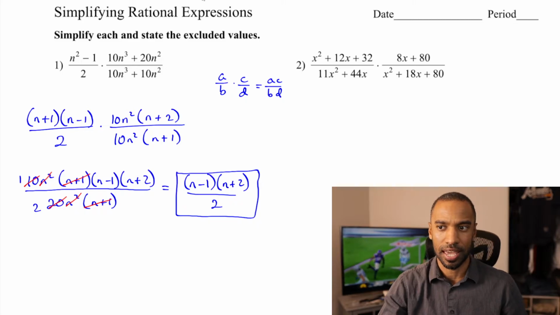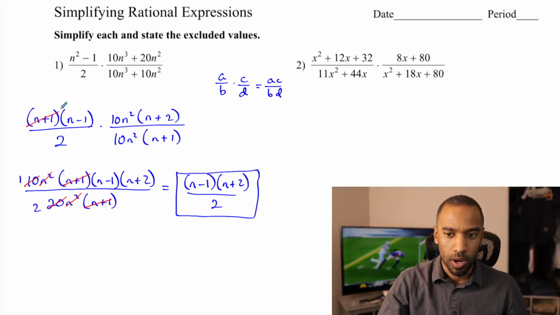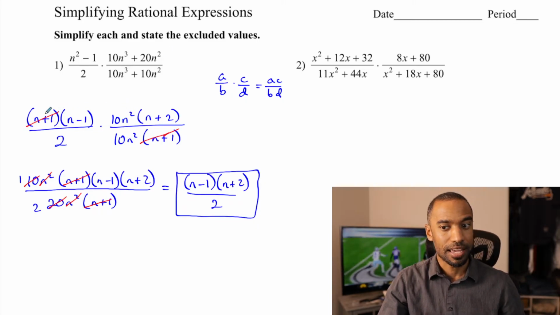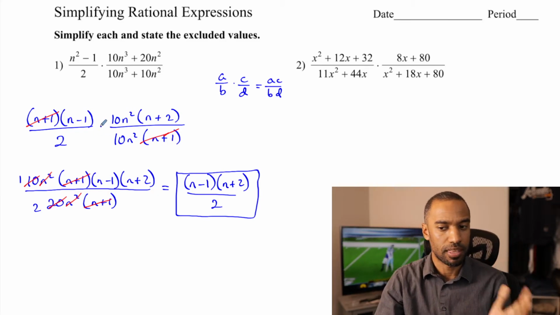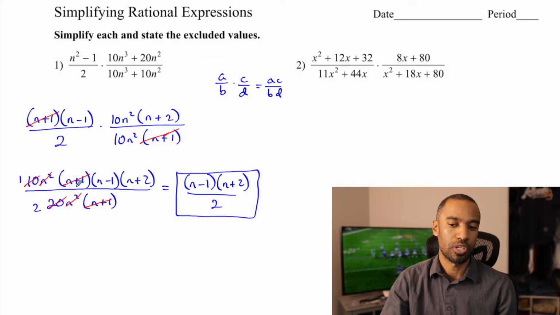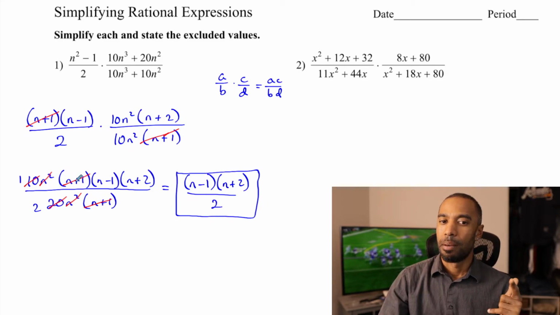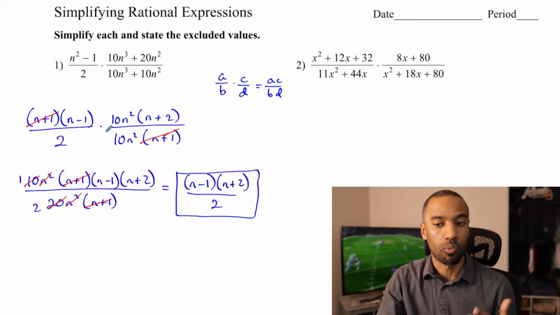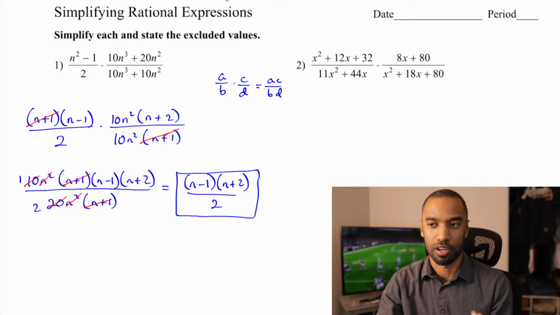I could easily say, for example, n plus 1 over n plus 1. Yes, these two are dividing, despite the fact that they're separated by multiplication. They are dividing, and I think that's one reason why I wanted to write this here. Maybe I won't write this as much if you can recognize that that's what's going on. If you feel comfortable there, that's fine.